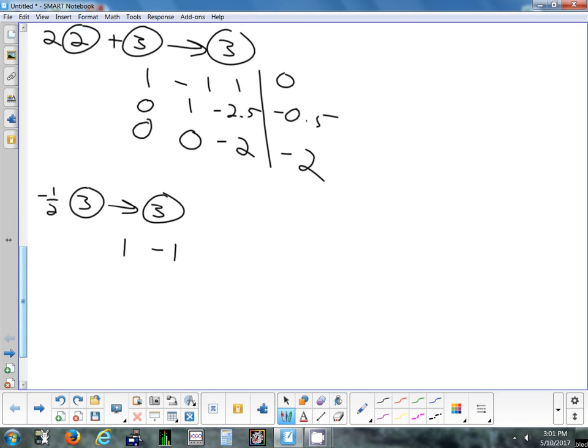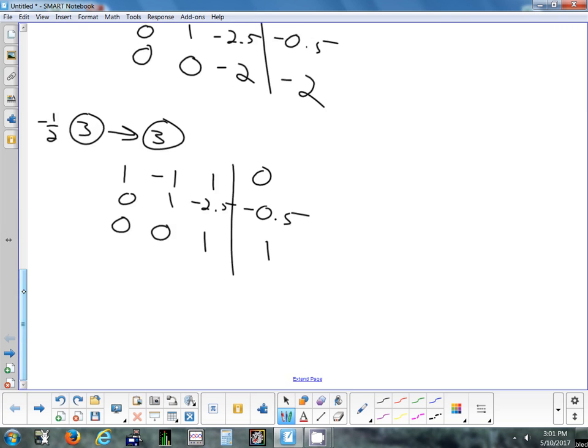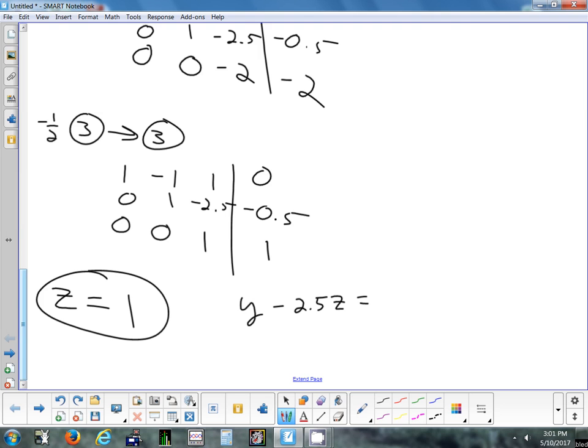So 1, negative 1, 1, 0. 0, 1, negative 2.5, negative a half. 0, 0, what's negative 2 times negative a half? And then negative 2 times negative a half again is 1. What does that last row tell me? 1z equals 1. What does the second row tell me? y minus 2.5z equals negative a half.